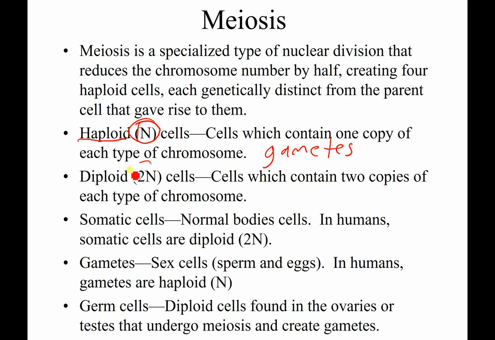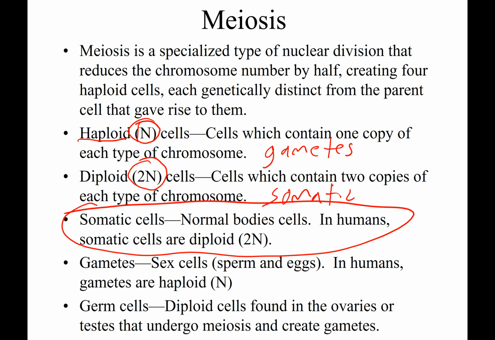Diploid cells, notice the symbol for diploid is 2N, and that means 2 of each kind of chromosome. These are your normal body cells, in humans at least. Most body cells are diploid. We call those normal body cells somatic cells, and we see that defined here. Normal body cells like skin cells, muscle cells, cells in your stomach, diploid cells in your body.